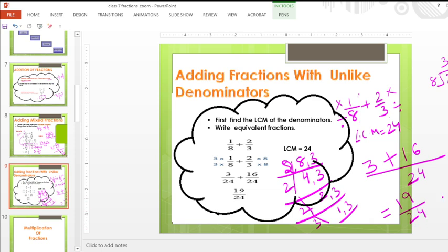Then you have to see the next thing. Is it an improper fraction or proper? This is a proper fraction, so this is my answer. Because only an improper fraction you have to convert into mixed. A proper fraction won't be converted into mixed.